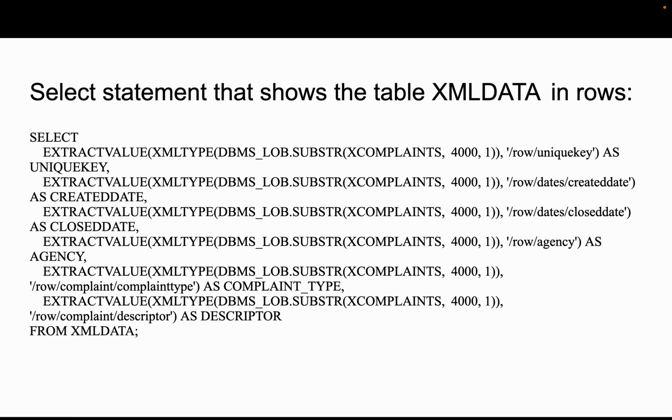So what this query is going to do is first it's going to use DBMS_LOB.SUBSTR, and that's going to grab part of the big XML text. And since it's already stored as a character large object, it's going to convert that text into XML using XMLTYPE. And then finally, it's going to use EXTRACTVALUE to pull out specific pieces of data, such as the complaint type, the complaint number, and the description as well.